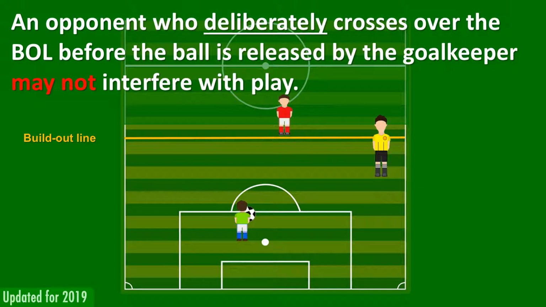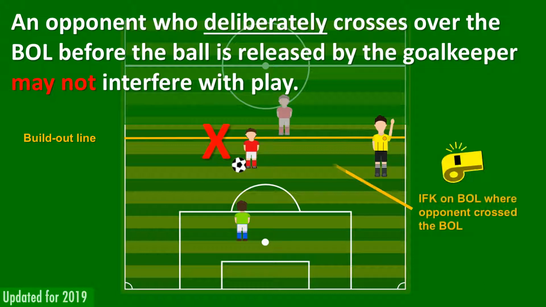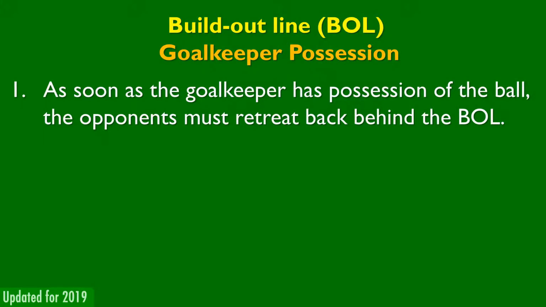If an opponent crosses back over the build-out line before the ball is released by the goalkeeper and then gets involved in play, moves to gain possession of the ball, or interferes with play, the referee can stop play and award the goalkeeper's team an indirect free kick on the build-out line at the spot where the opponent crossed back over the line. As soon as the goalkeeper gets possession of the ball in his or her hands, the opponents must move behind the build-out line.